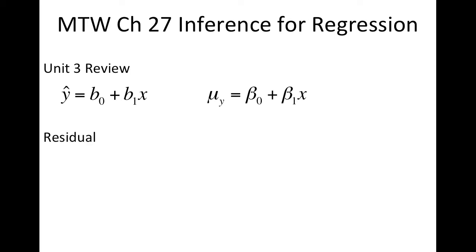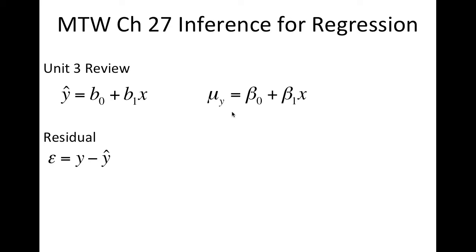The other thing that we talked about in Unit 3 is the residual. This is the difference between the predicted and the observed value. So here we have the symbol for residual, and then y minus y hat, which is the predicted y once we plug it into the model. Just a quick subtraction gives us our residual value.